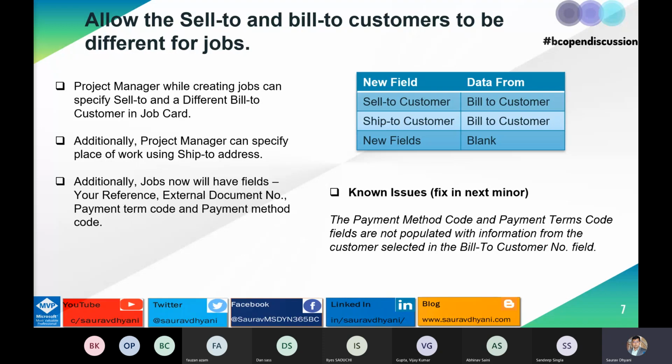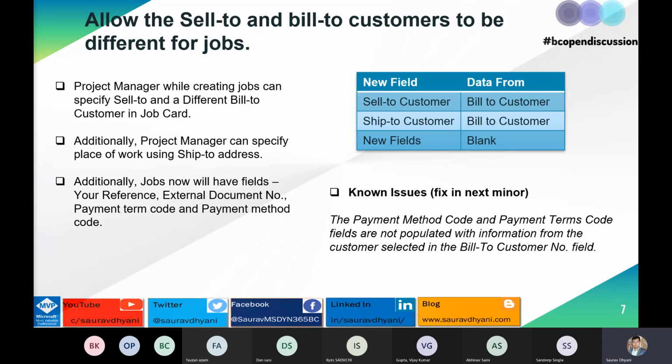The same for the ship to customer, it gets the detail from the bill to customer. And all the new fields, which are your reference number, external document number, payment term, and payment method code, will be left as blank. And you need to set it up on your existing jobs if required.